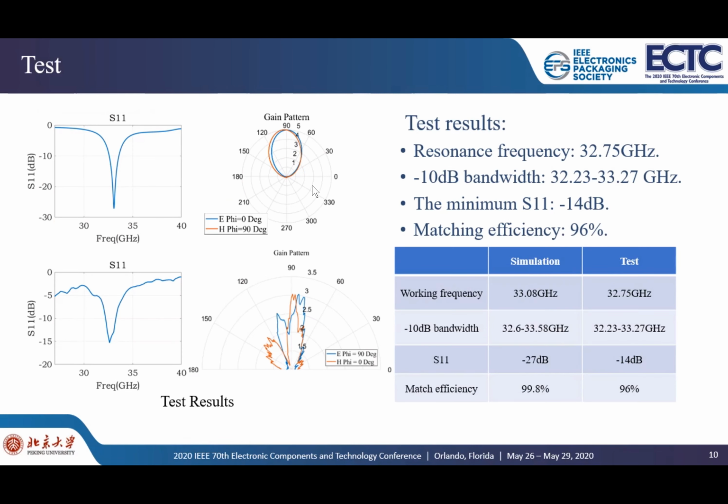After measurement, the working frequency is 32.75 GHz. The bandwidth is 1.04 GHz. The reflection coefficient is -14 decibels. The matching efficiency is 96%. The table shows the result difference between the simulation and the test.